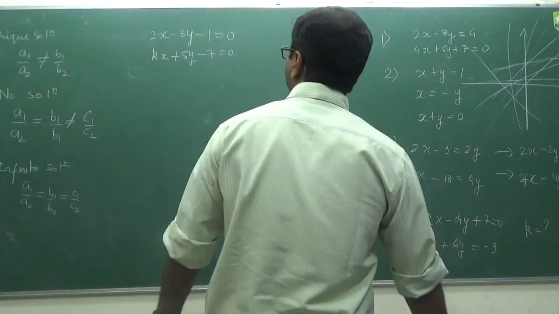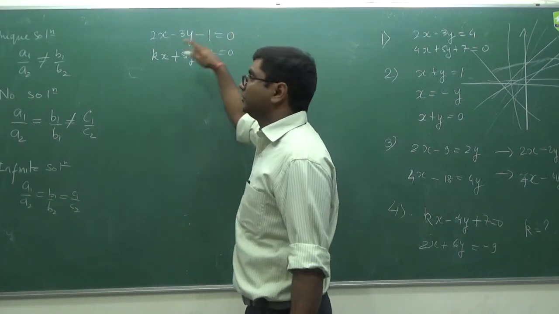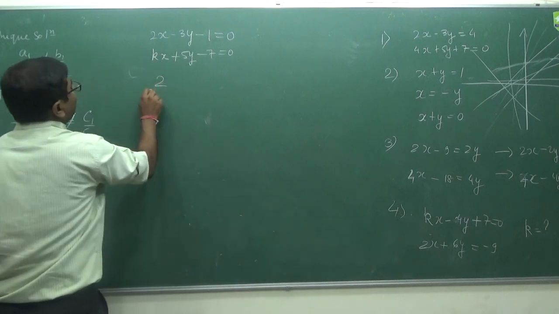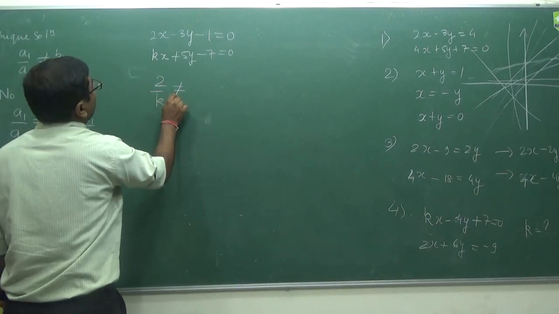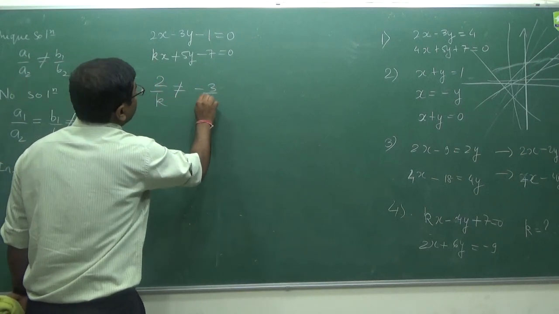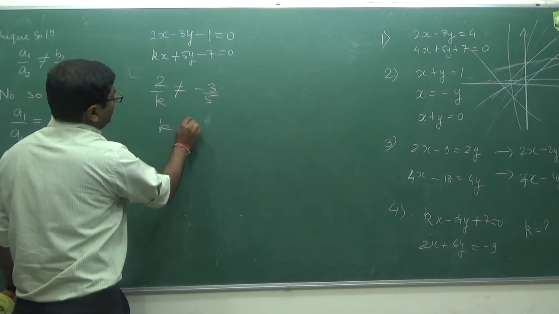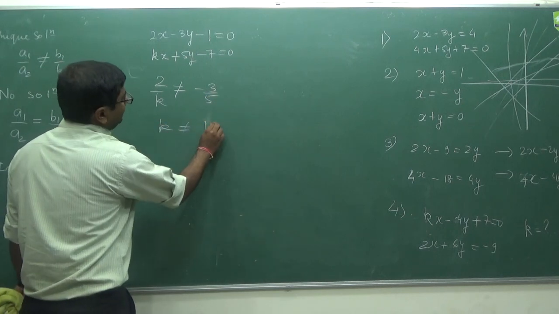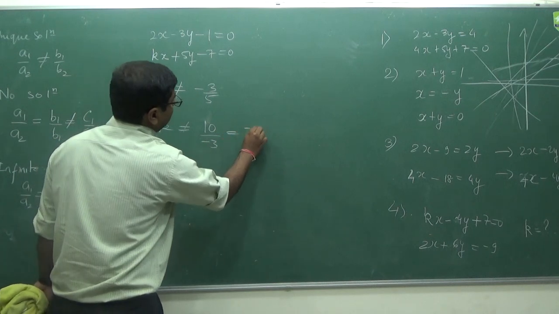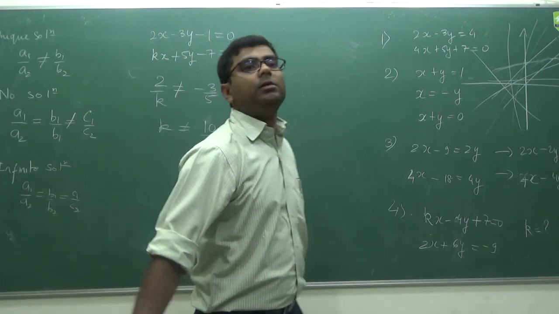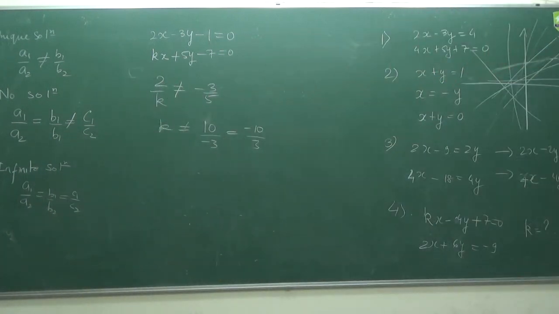Now, what was the question? Unique solution. So what do I do? 2 by k must not be equal to minus 3 upon 5. So k must not be equal to 10 by minus 3, which is minus 10 by 3. k must not be equal to minus 10 by 3. It will intersect. Correct? Okay, next.